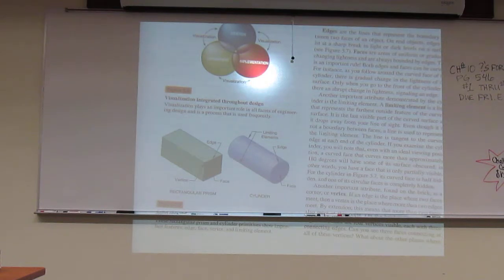What's another name for a vertice? I used it. Corner. Point. Corner. Point. What would AutoCAD call this? A node? But all those words are kind of synonymous in our terminology.